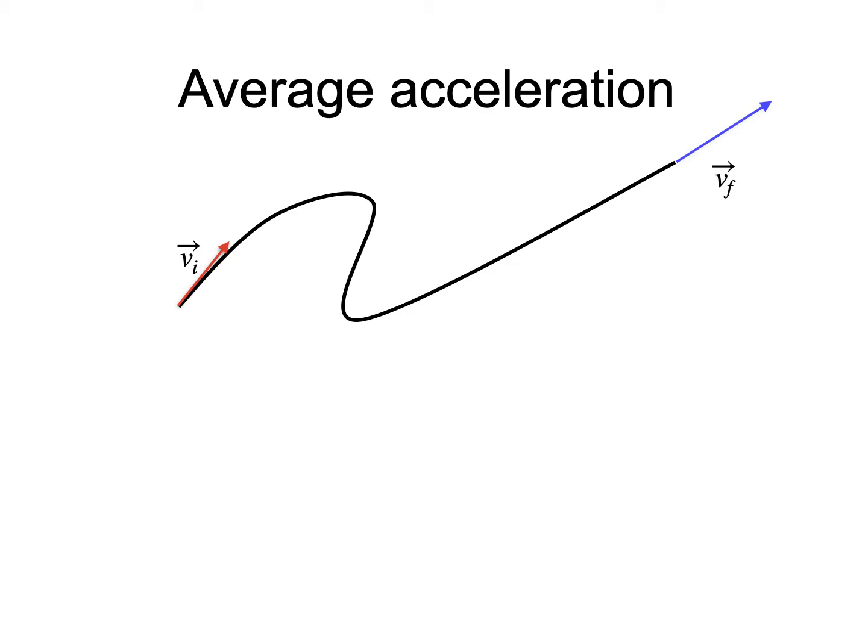We'll copy and paste the blue vector close to the red vector to see if any change occurred to the velocity during the time interval. The green vector is the vector we must add to the initial velocity to get the final velocity. The green vector is the change of the velocity. If you divide this change of velocity by how long it took for this change to occur, you get a vector called the average acceleration.